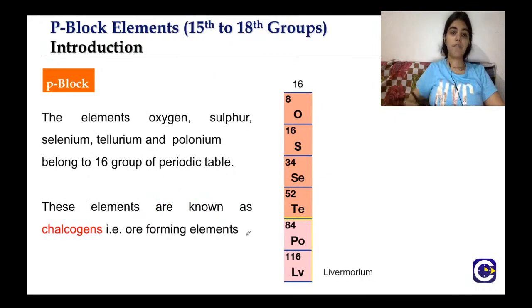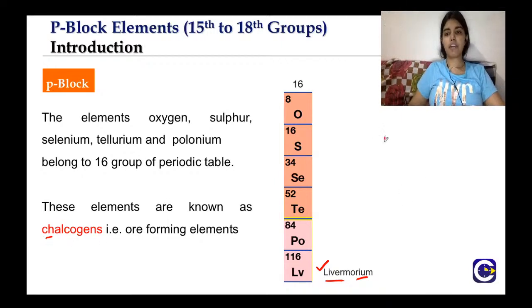Next, the 16th group, that is the oxygen family. The members of the oxygen family are oxygen, sulfur, selenium, tellurium, polonium that belong to group 16, and also livermorium. However, we follow the IUPAC naming, so these elements are known as chalcogens, that is, ore forming elements.